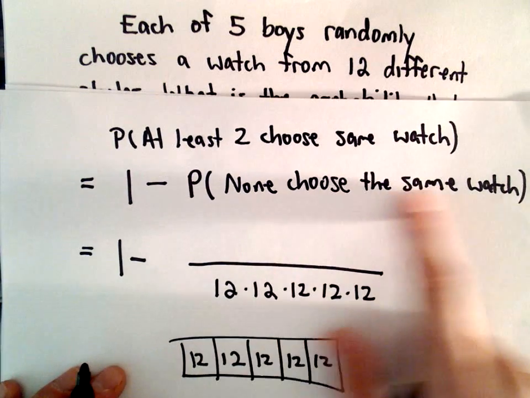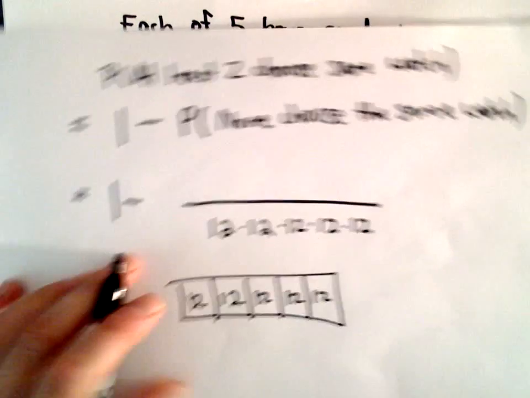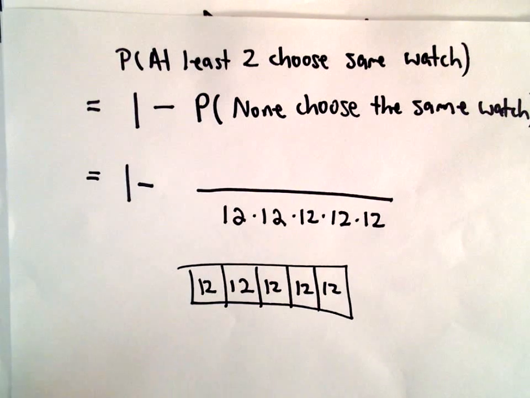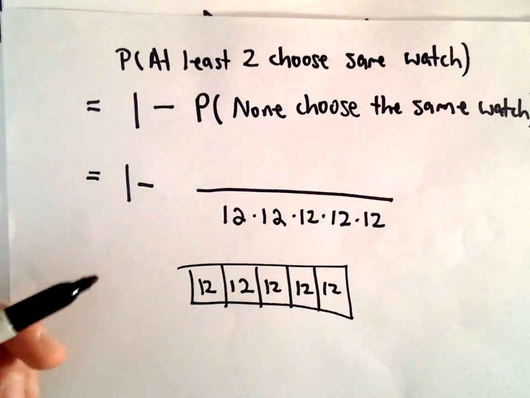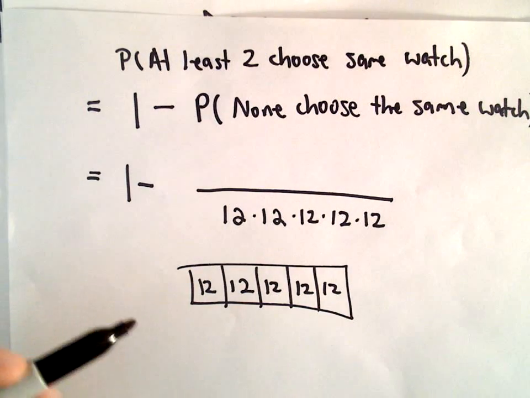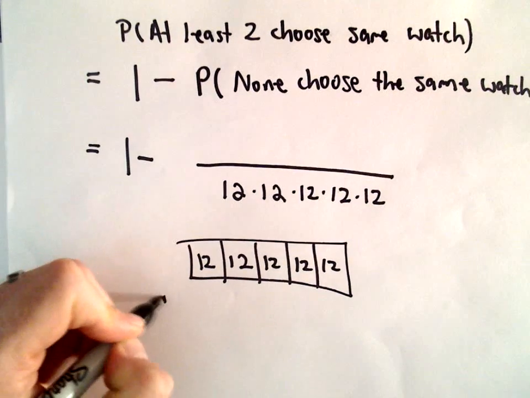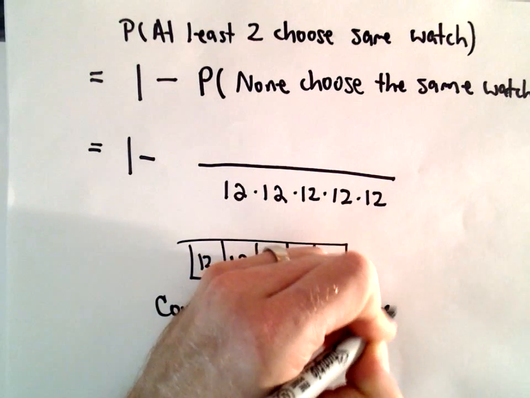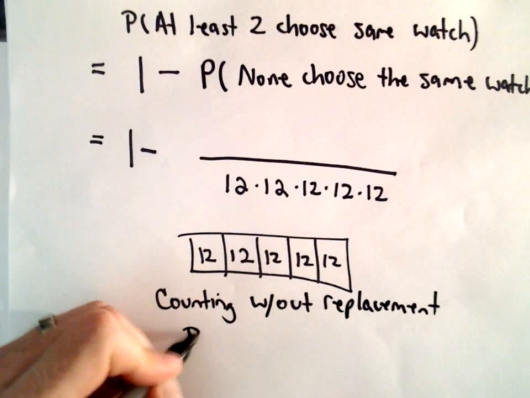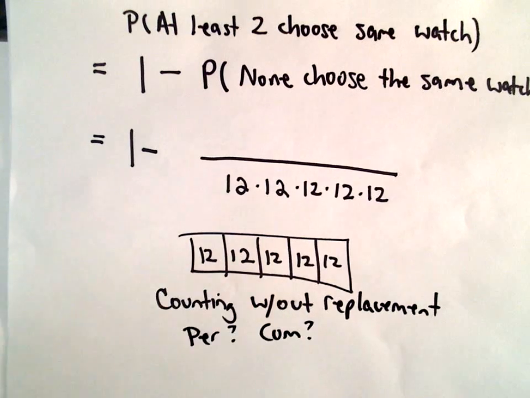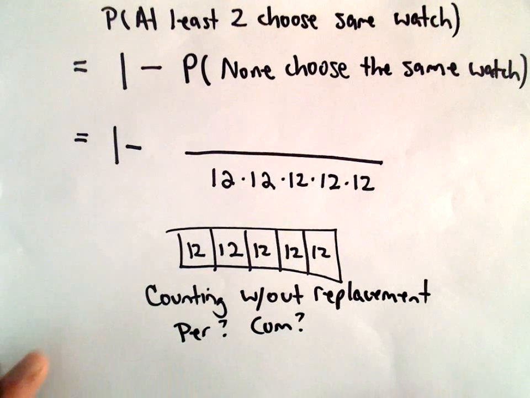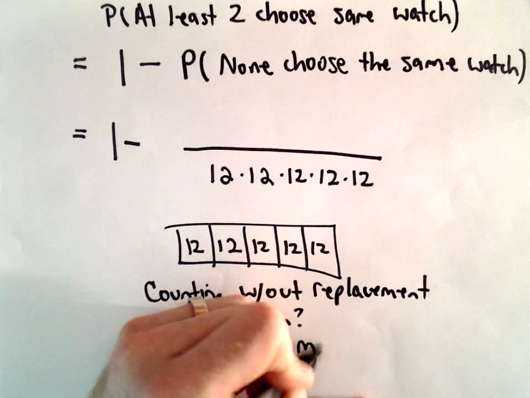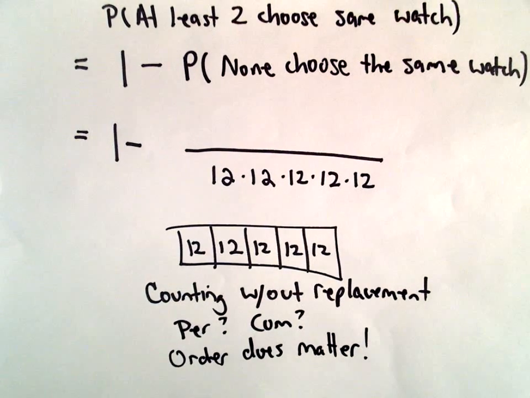Okay, if we want them to choose different watches, or equivalently, they're not going to choose the same watch, now we're sampling without replacement, because once somebody picks a watch, we don't want someone else to choose that same watch. So we're counting without replacement. Now I have to think, do I use permutations or combinations? Does the order matter? Would that be a distinct event? And I certainly would say yes, order does matter. And the reason is they're distinct boys.